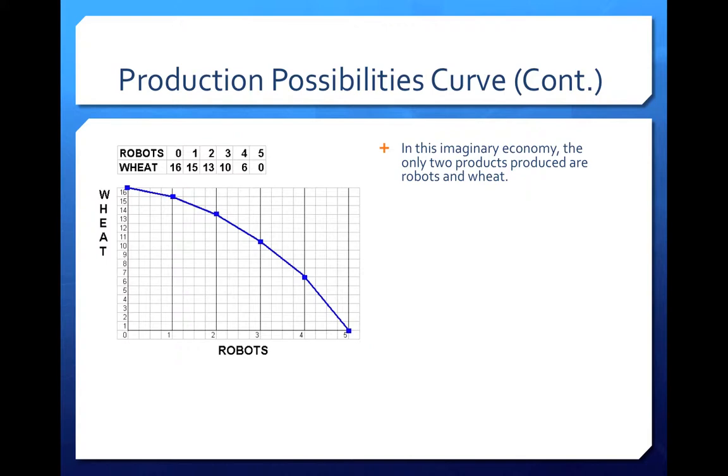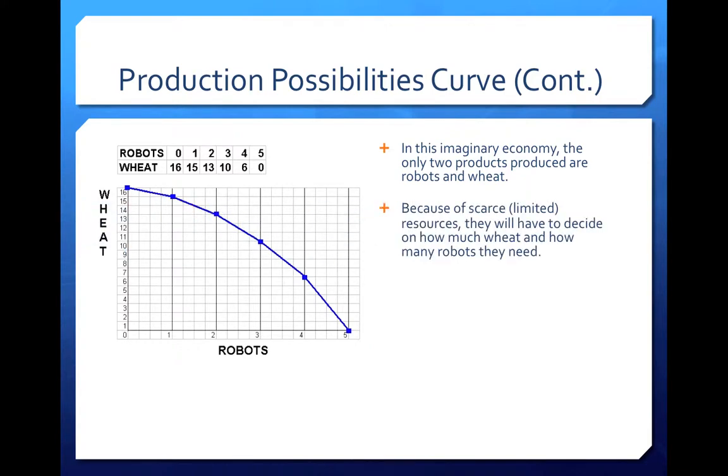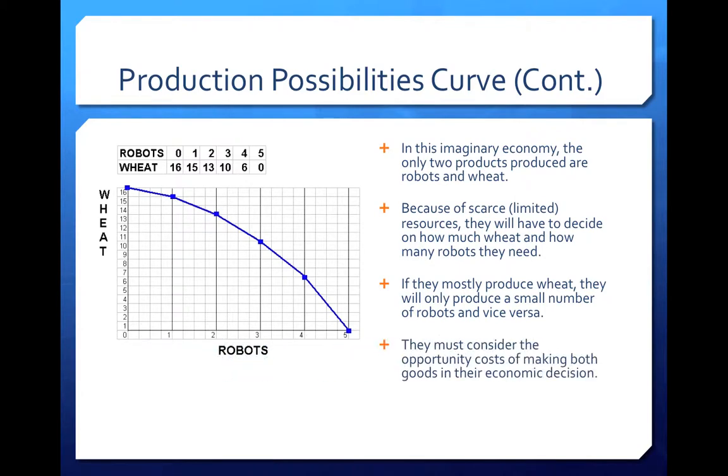In this imaginary economy, only two products are produced, robots and wheat. Because of scarce, that is limited, resources, we will have to decide on how much wheat and how many robots that we need. If the economy mostly produces wheat, they will only produce a small number of robots and vice versa. And they must consider the opportunity costs of making both goods in their economic decisions.